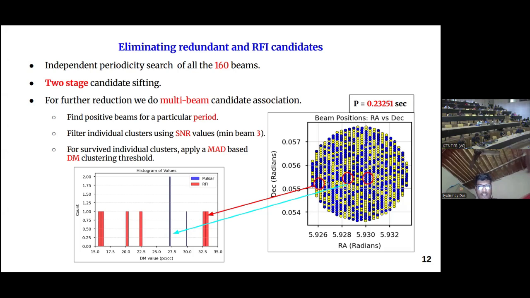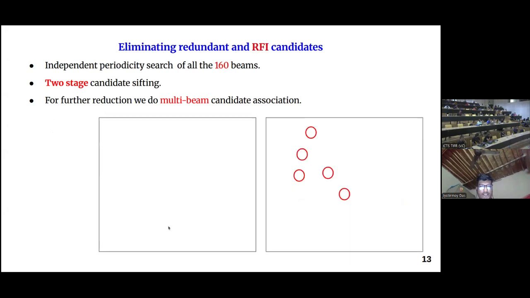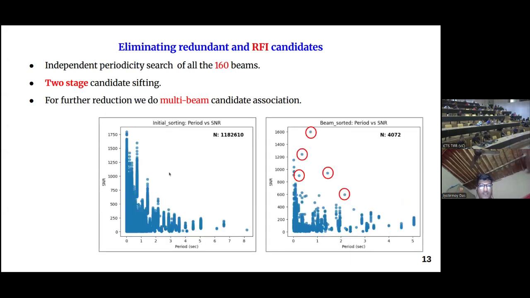But if that is an RFI, a random RFI, that will most likely have a random DM response. So that will allow us to take out the most probable candidates, and then we will have a reduced number of candidates. Here you can see this is the first level filtration, where we do the filtration on the independent beams. And after that, there will be around 1.1 million candidates.